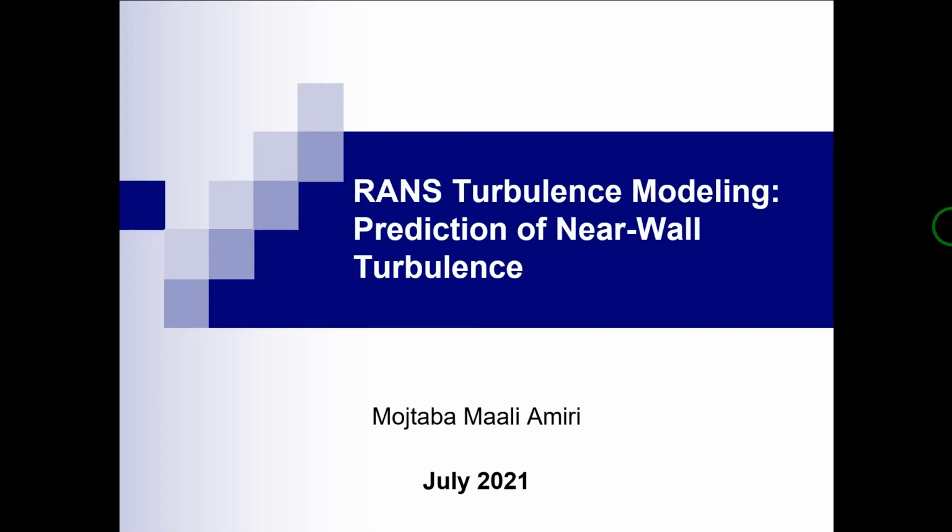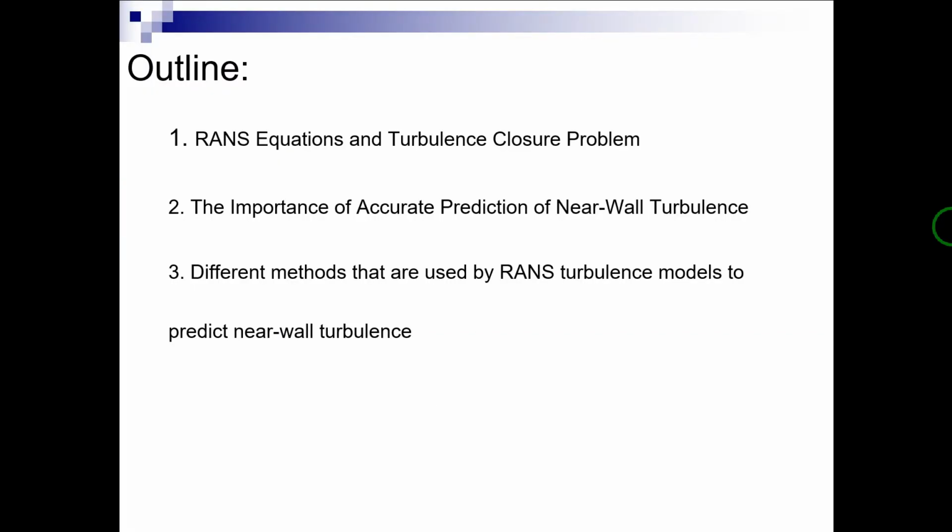Hi everyone, today I'm going to talk about how the RANS turbulence models predict near-wall turbulence. The prediction of near-wall turbulence has been a big challenge for turbulence models since the wall in fact has several important effects on turbulent flows. For instance, the wall induces strong damping on velocity fluctuations and Reynolds stress terms, and also the turbulence is highly anisotropic near the wall. In this presentation, first I'm going to briefly present the RANS equations and turbulence closure problem.